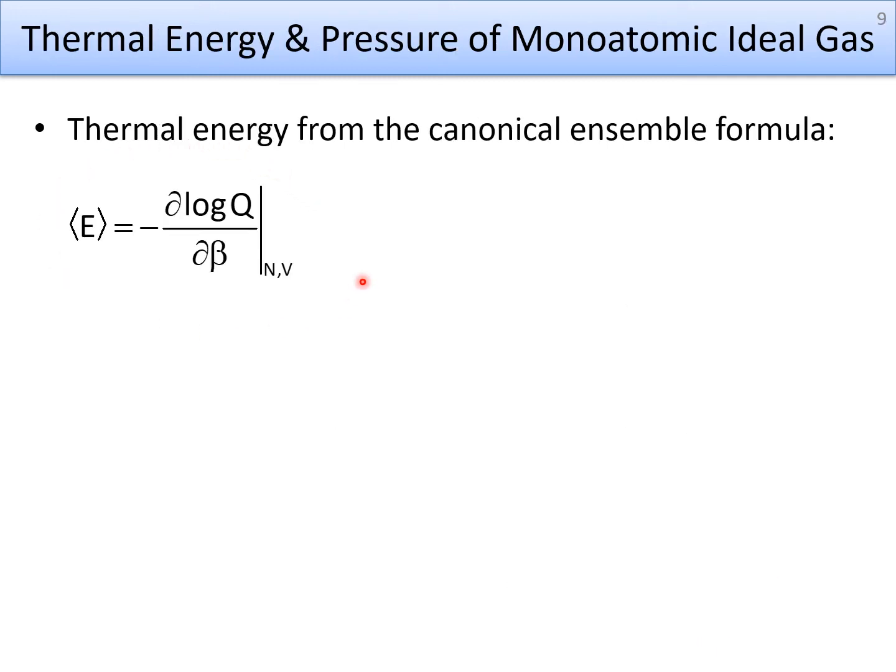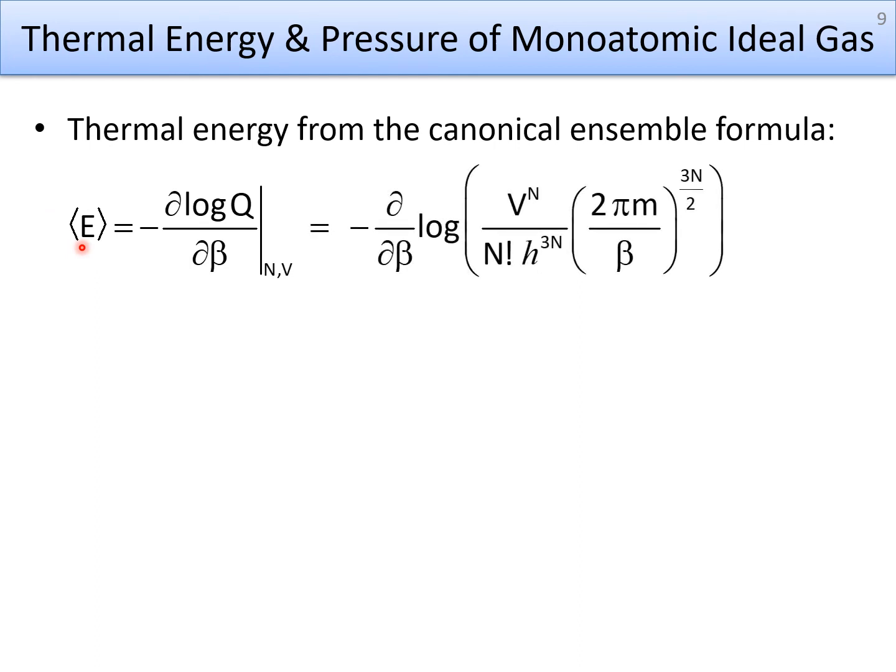So now we can use one of the relations that we learned last time. This relates the thermal energy to the partition function in the canonical ensemble. So this was the relation. We just have to take the partial derivative of log Q with respect to the inverse temperature, keeping the number of particles and the volume, of course, the same, in order to find, and of course, don't forget the minus sign, the thermal energy.